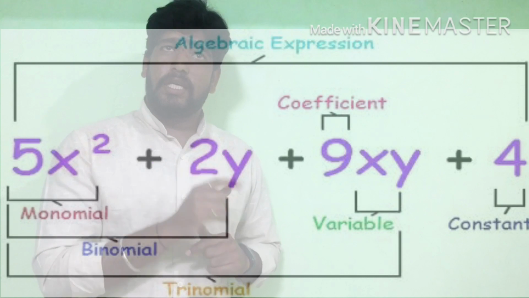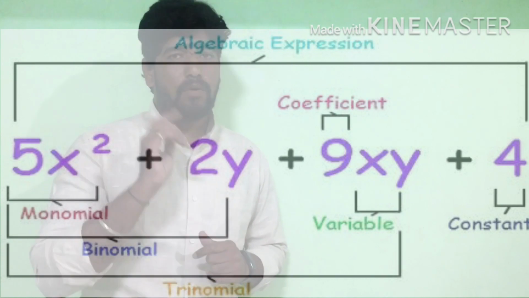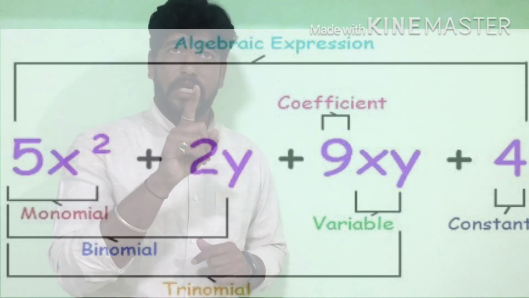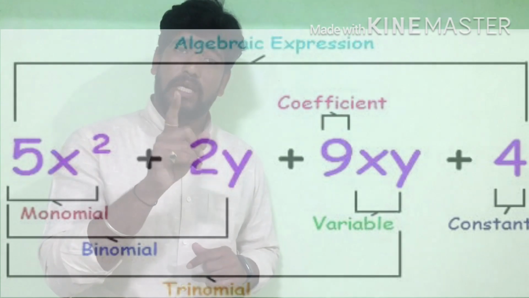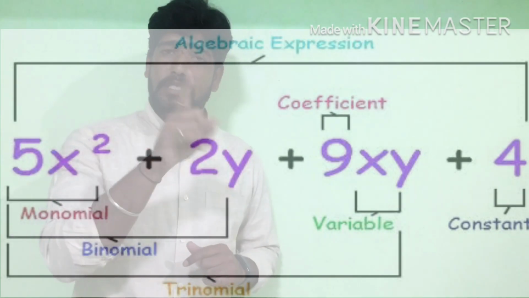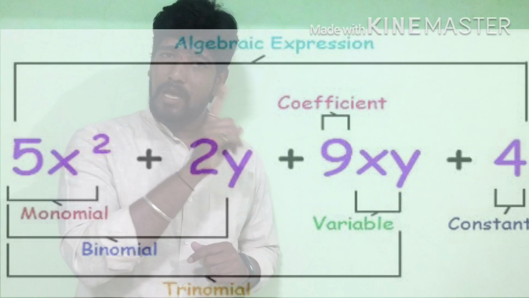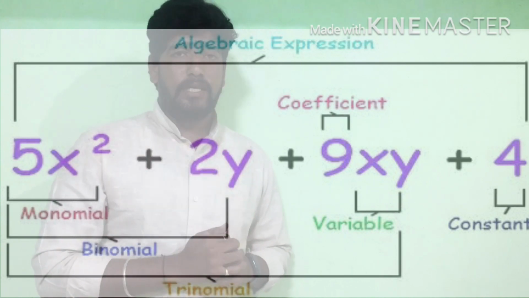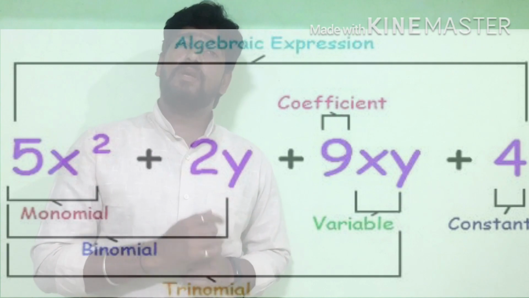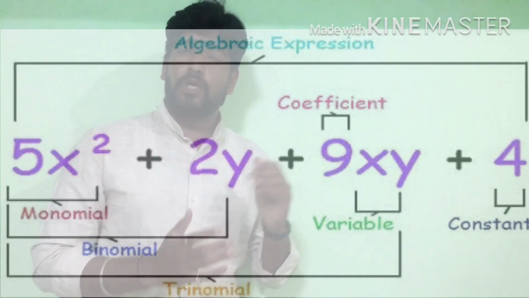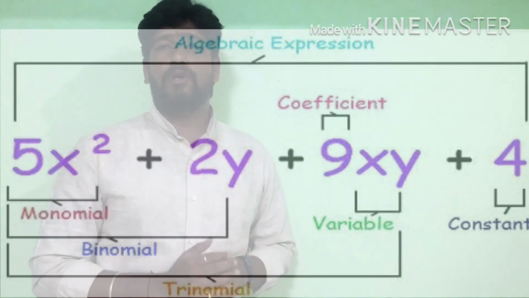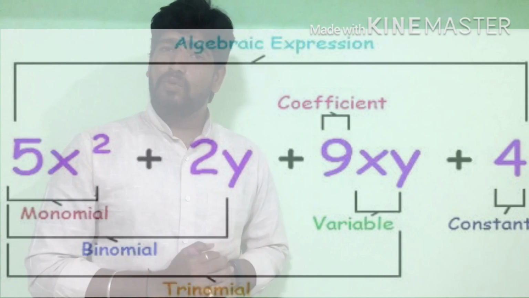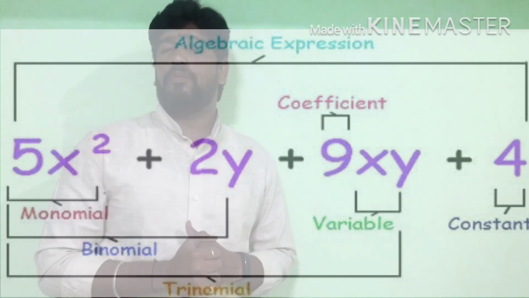And check the degree. The degree is 2, which is a whole number. So this algebraic expression has a whole number degree, so it is a polynomial. Is it clear? It is a polynomial because the degree is a non-negative integer. So which polynomial is it? A quadratic polynomial, because the degree is 2.